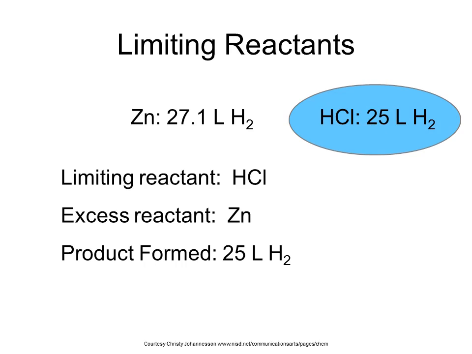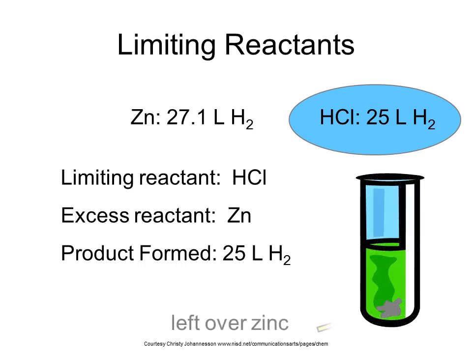The answer is always whichever one makes less product, that's your limiting reactant. So in this case, the limiting reactant is HCl, hydrochloric acid. The excess is obviously zinc, and so I would only form 25 liters of hydrogen. And then there'd be just a little bit of zinc left over right in the bottom of the beaker. Okay? All right, I hope this was helpful.